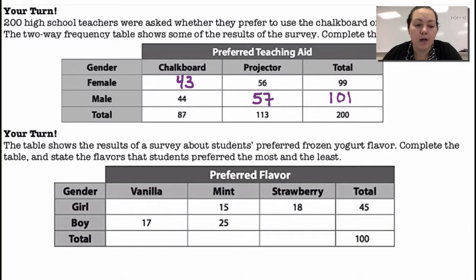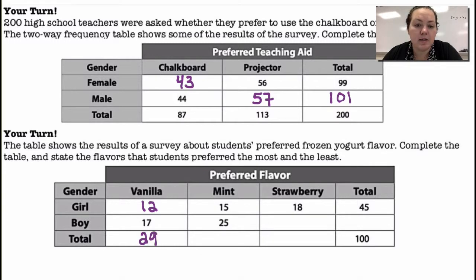All right. The other one, it says, your table shows the results of a survey about students' preferred frozen yogurt flavors. Complete the table and state the flavors that students prefer the most and the least. Okay, so I knew that I had 100 total students, and for girls, I had 45 total girls, so I could subtract the 18 and the 15, and that would leave me with 12. That must have picked mint.